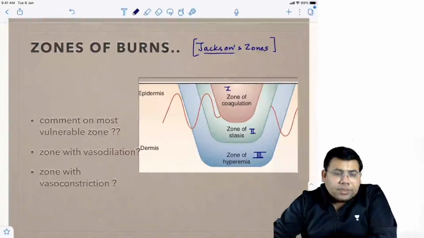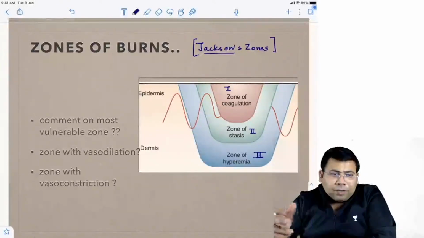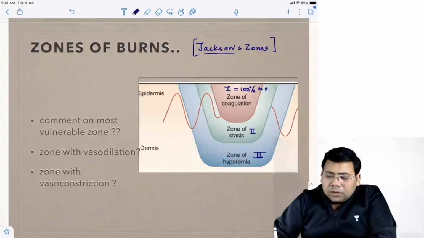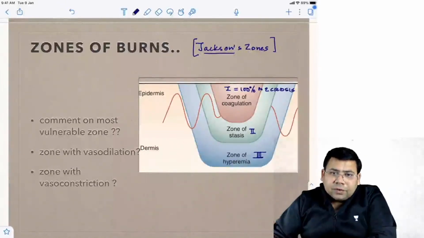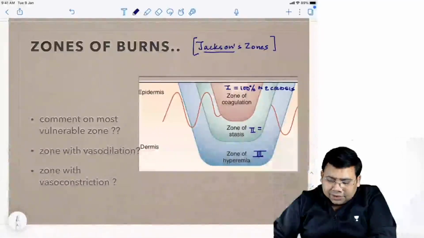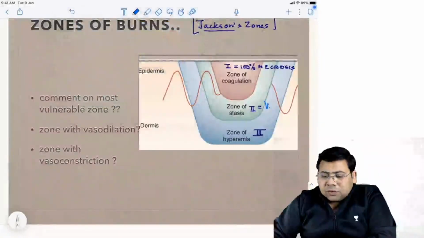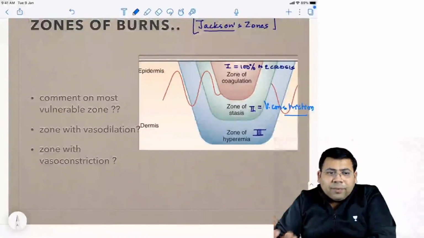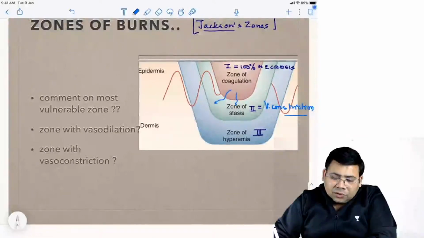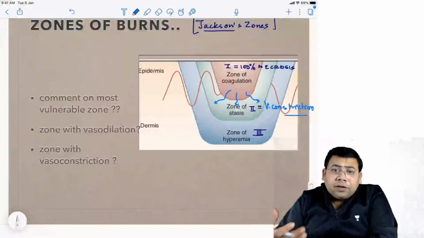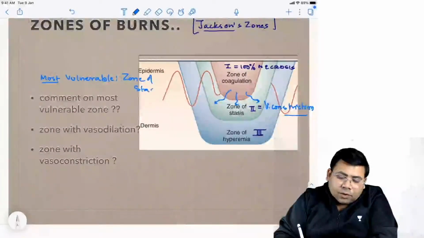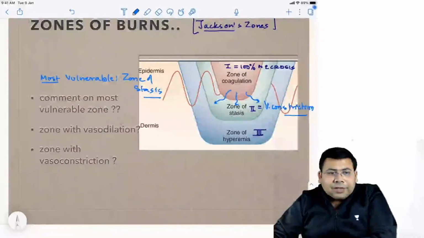Perforator, stab avulsion, perforator surgeries, that is what, beta. Jackson's zone of coagulation is 100% necrosed. This is a zone which has undergone liquefactive necrosis. Zone of stasis is a zone where there is vasoconstriction. The zone of coagulation has already been destroyed, and this is the zone next to it. Therefore, this is again very vulnerable. So the most vulnerable zone, the answer is zone of stasis, because the zone of coagulation has already been destroyed.